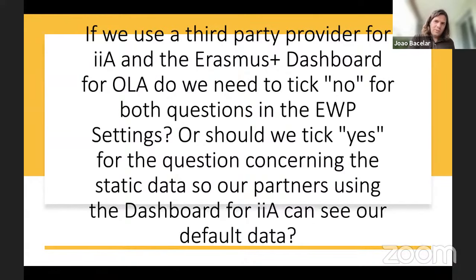Now, if the colleagues use the third-party provider for the interinstitutional agreement, these particular boxes should not be checked. And this brings me to the second part of the question. So if you have a third-party provider for the interinstitutional agreement, your static data, your default data, sorry, will be broadcasted, will be published and made available in EWP by your third-party provider, to the best of our knowledge. So in this sense, you don't have to activate it on both sides. I appreciate the question because it shows a good level of diligence, but this would not be needed.